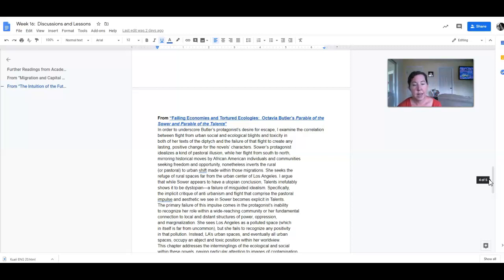So she says that Lauren idealizes a kind of pastoral illusion, while her flight from south to north mirrors historical moves by African American individuals and communities seeking freedom and opportunity, and nonetheless inverts the rural or pastoral to urban shift made within those migrations. So the author then argues that while Sower appears to have a utopian conclusion, the second book, Talents, irrefutably shows it to be dystopian, a failure of misguided idealism. So this is also an interesting article, especially if you've read both the novels.